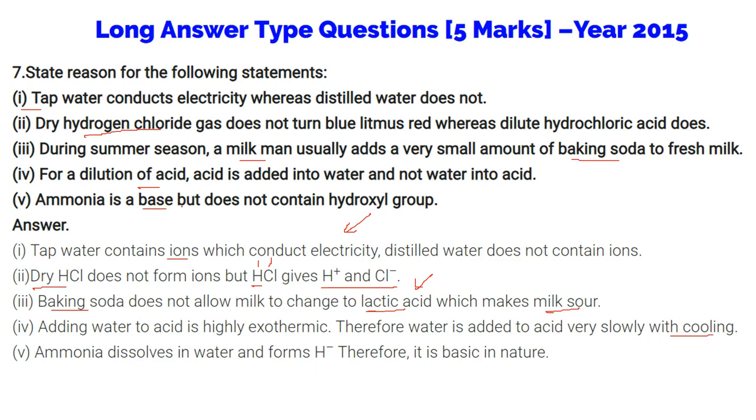Ammonia is a base but does not contain a hydroxyl group, OH group. Ammonia dissolves in water and forms OH minus. That is why it is basic in nature. Because of the presence of OH minus, it is basic in nature.